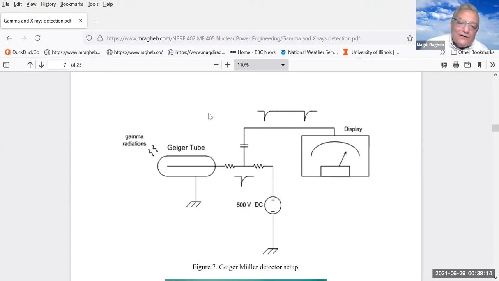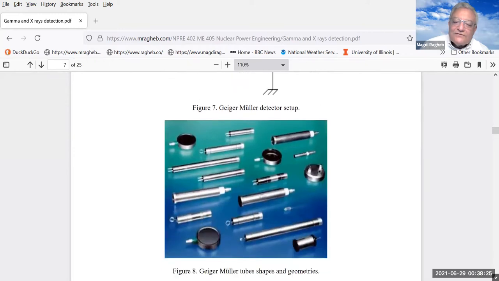So in fact, this is very sensitive electronic instrumentation that can measure, for instance, the number of atoms of a radioactive substance inside a human body. So it's very, very sensitive in that case.